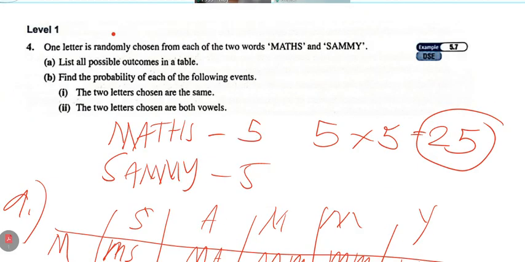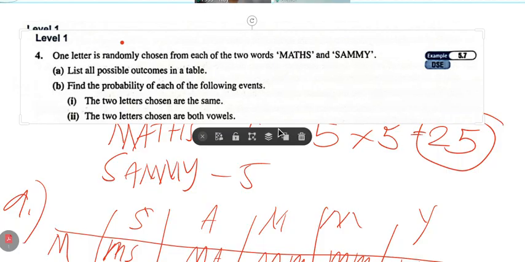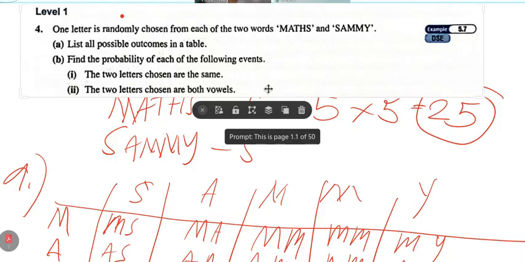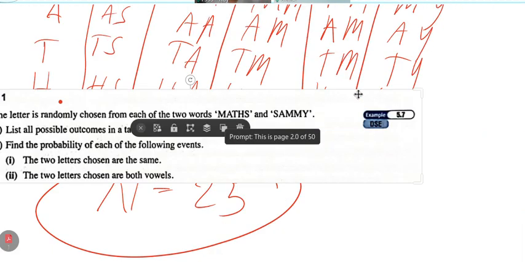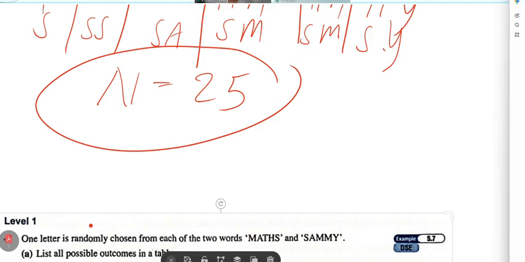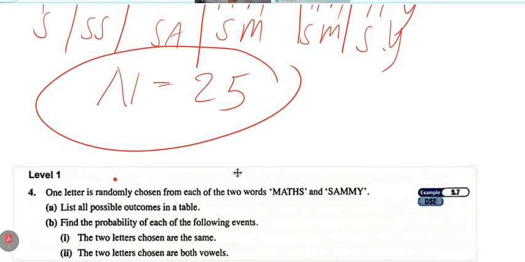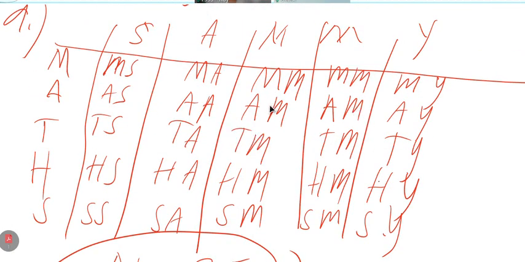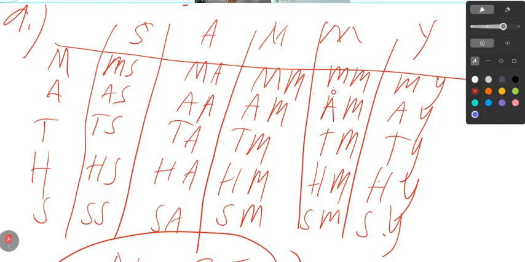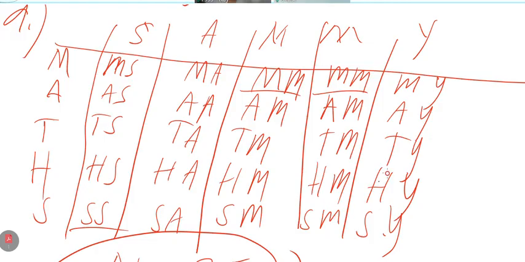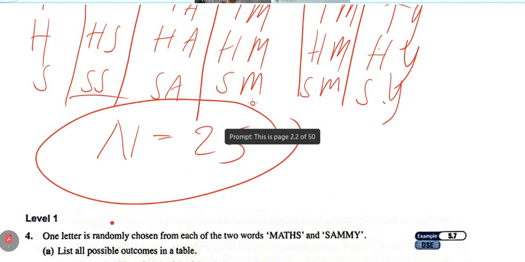Now, the second question states that we are going to find the probability of each of the following events. Now here, the two letters chosen are the same. Looking at the figure for two letters that are the same, we have one, two, three, the A and A, then four. So that's going to be about four of them.